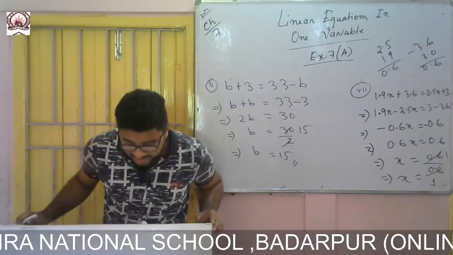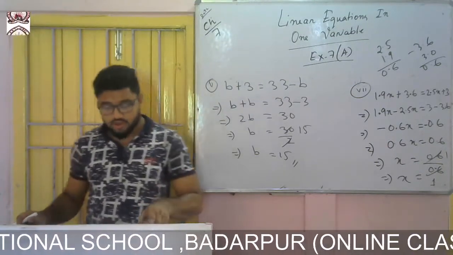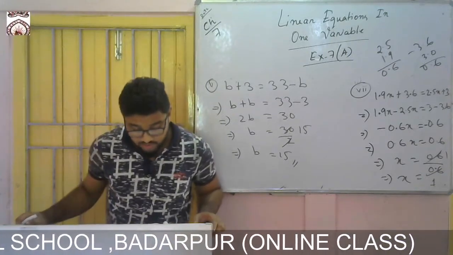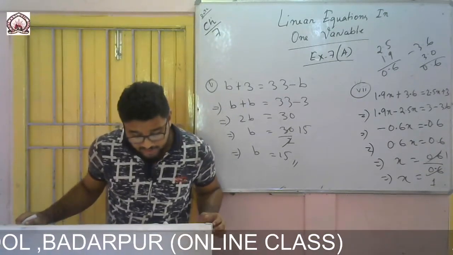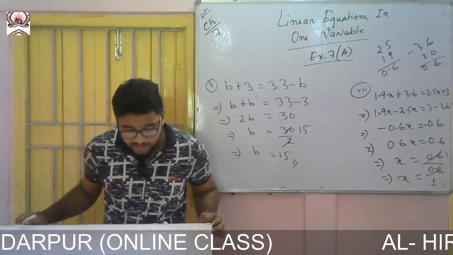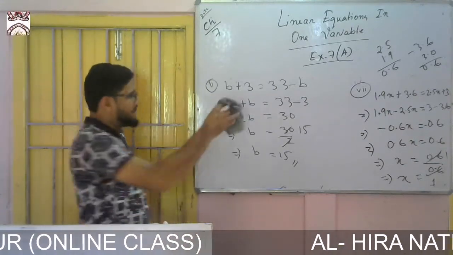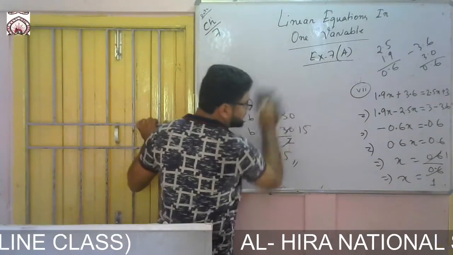Now come to question number 5. Solve the following equation. Same thing. Okay, so see question number 1. 6x plus 14 equals 16.